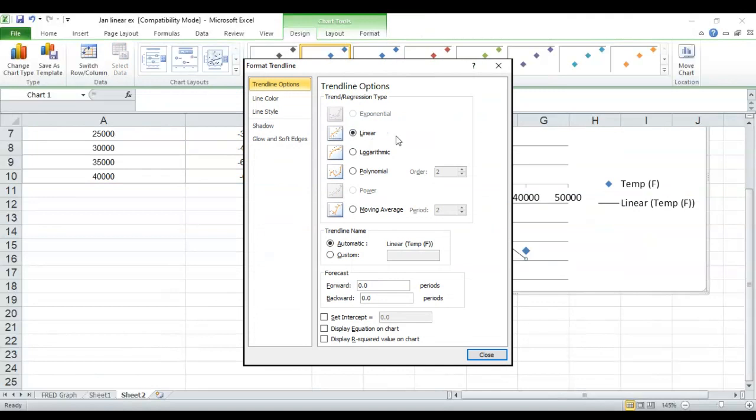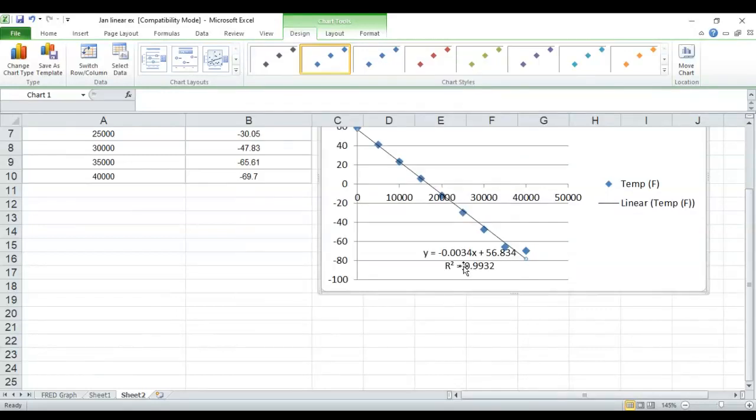I want linear. And then I go down to the bottom, and if you have the one with the plus sign, you'll have the same options: display equation on chart and display R squared. Again, R squared is called the coefficient of determination. So I always want both those things. And then I move it out of the way so I can see it better. Okay, so there's my equation.